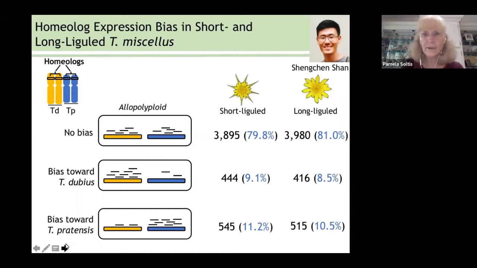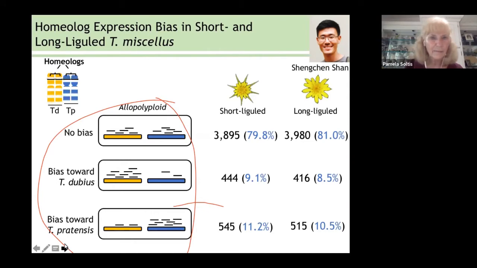So this summarizes the results here. About 80% of the loci show no bias, and about 10% or so, 9 or 10%, show bias toward dubious. This is true of both forms, and both forms also show about 10 to 11% bias toward pretensis.